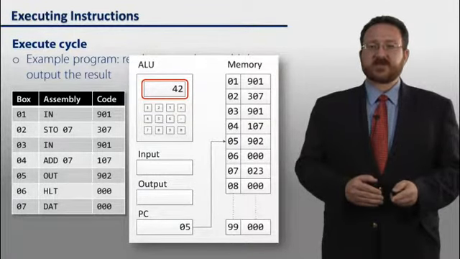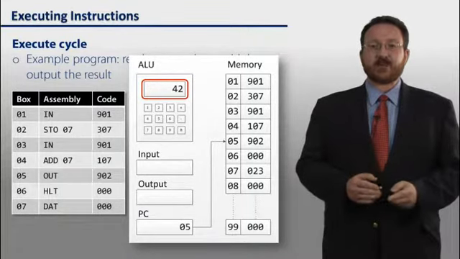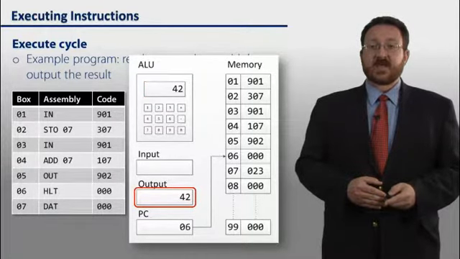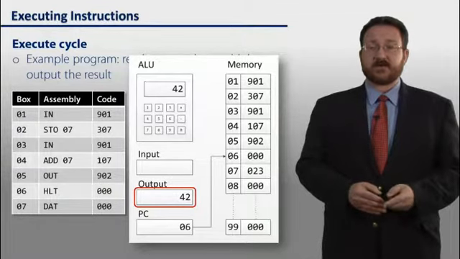We look at the next instruction, which is 902. That's an output command, and so we take the number 42 from the ALU and we copy it into the outbox. And then we execute the halt instruction, which is all zeros, which causes our little man computer to stop executing.